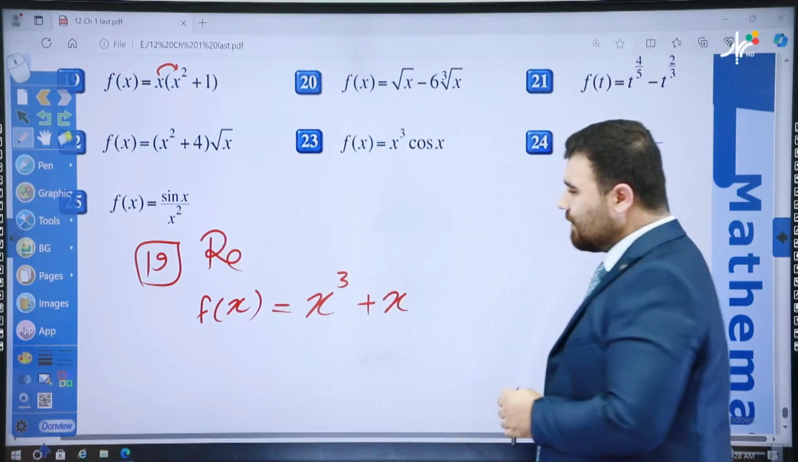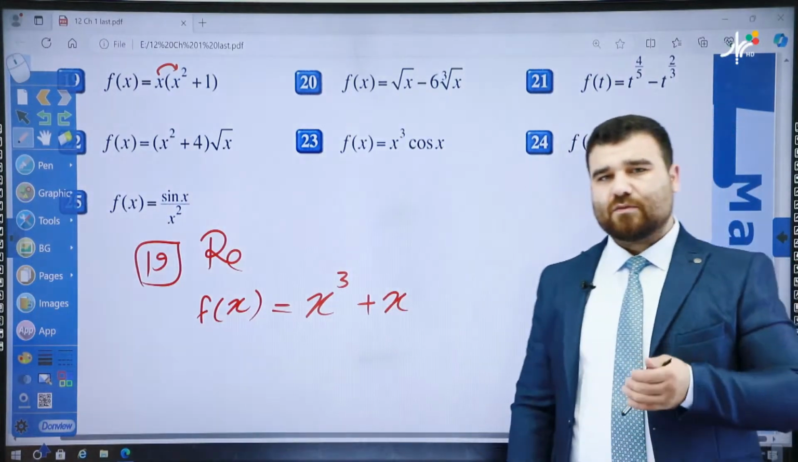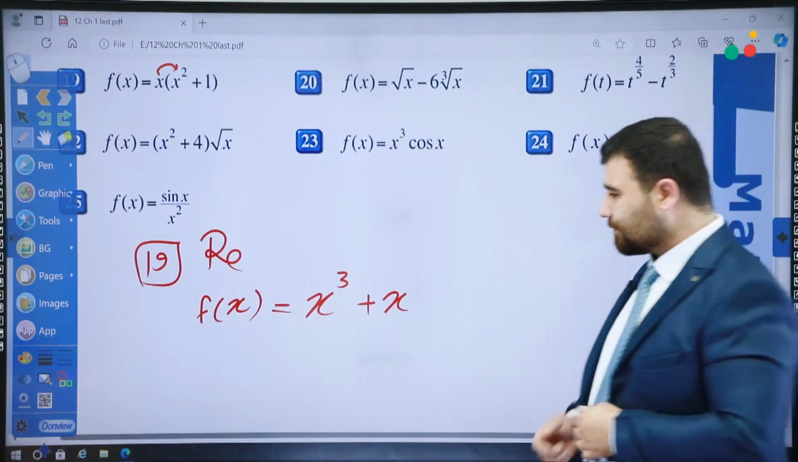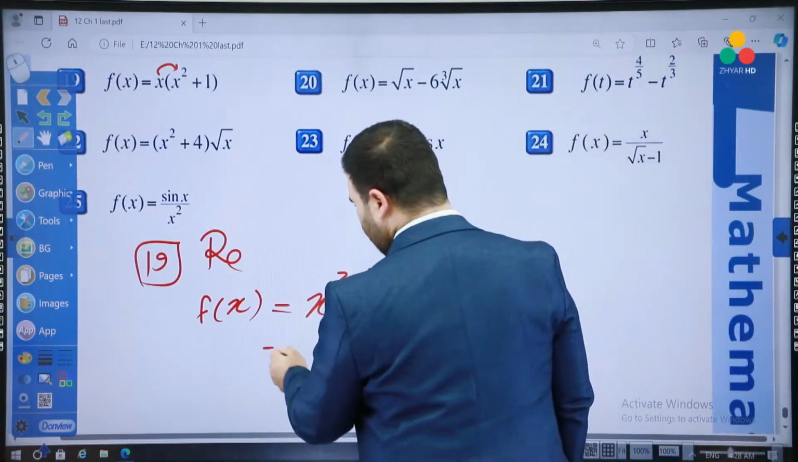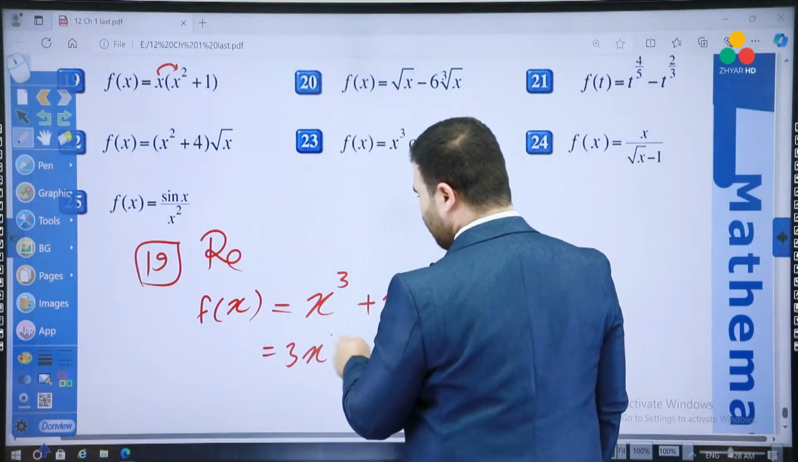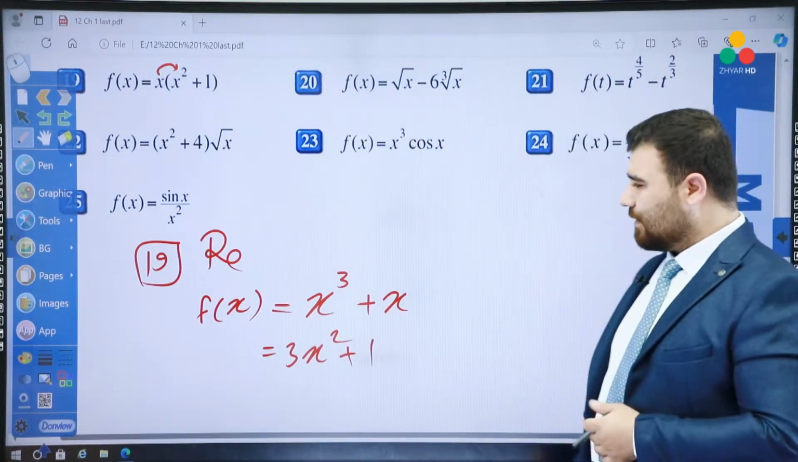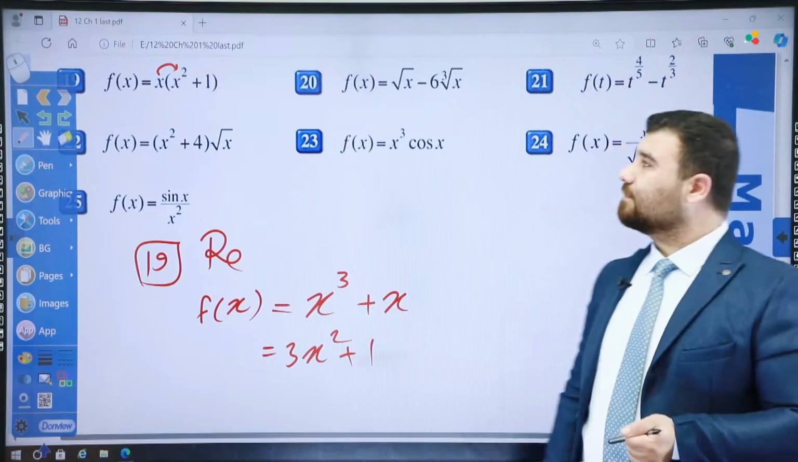Look, finding the derivative of this is way easier than using product rule on these two terms. Derivative of x power 3 is 3x power 2. Derivative of x is 1. Then this is the derivative.